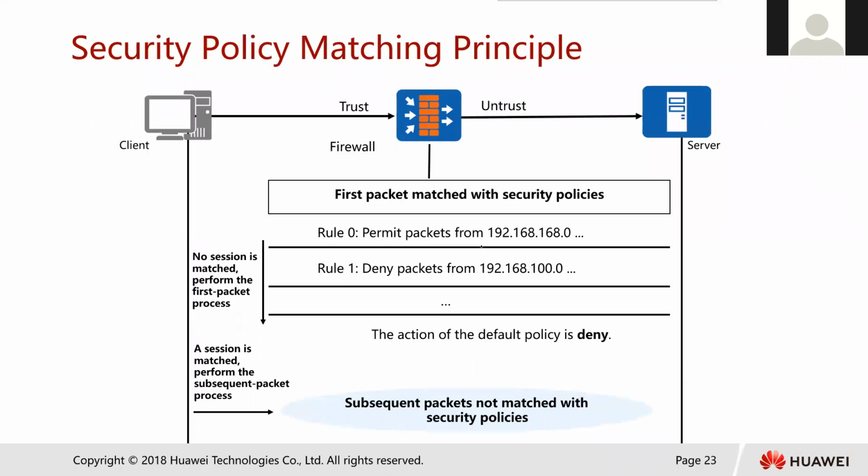Okay, so about the firewall security policy matching principle: it matches from up to down. If nothing is matched, the action of the default policy is deny.